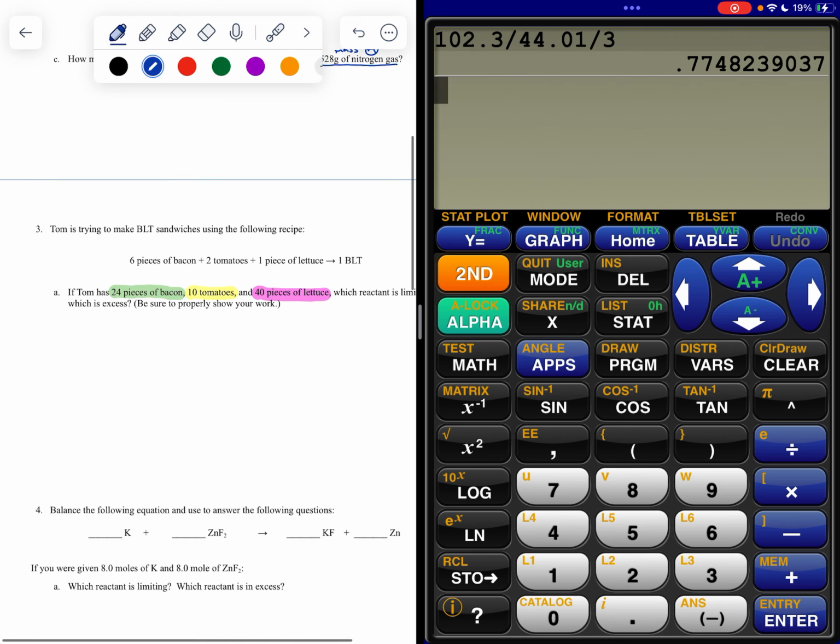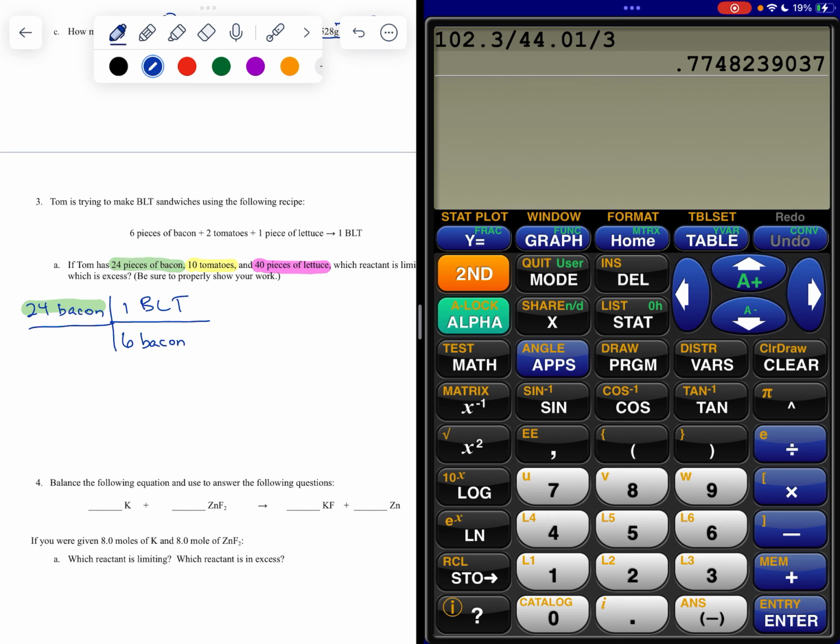And what we're going to do is start with those amounts, right? So 24 pieces of bacon. And now I know that based on my recipe, there are 6 pieces of bacon for every 1 BLT, right? And I do this exact same process with each reactant, just like I did in the limiting reactant stuff in the notes and in the 08 worksheet. 10 tomatoes. I know that for every 2 tomatoes, I have 1 BLT, right, based on the recipe.